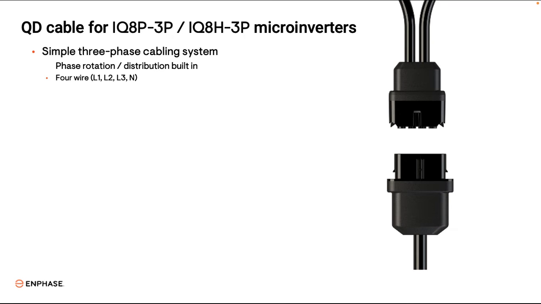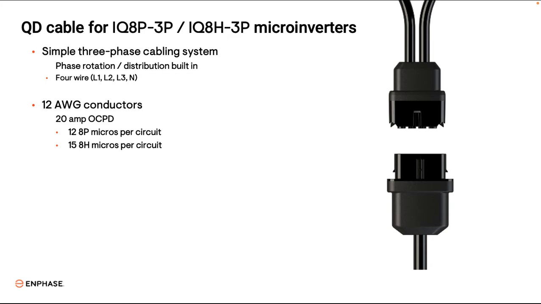QD cable is the 4-wire 3-phase AC bus that collects all of the microinverter output and sends it to the subpanel. Enclosed inside the sheathing are 4 12-gauge conductors. This wire size requires 20 amp breakers. The QD cabling is unique in that it provides the needed phase rotation built in to properly distribute power over 3 phases.